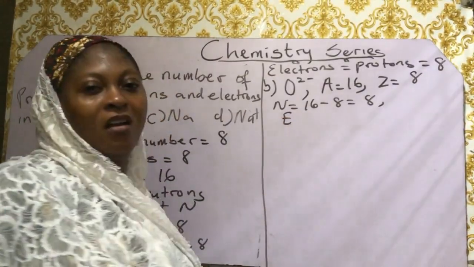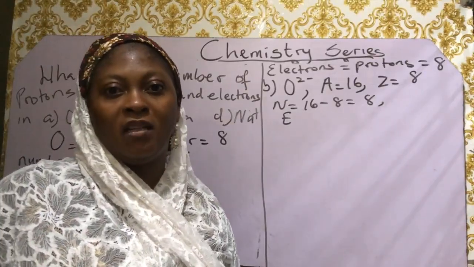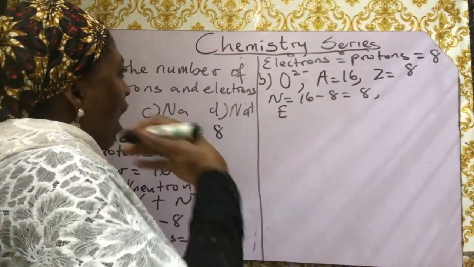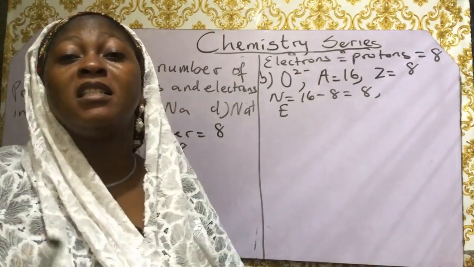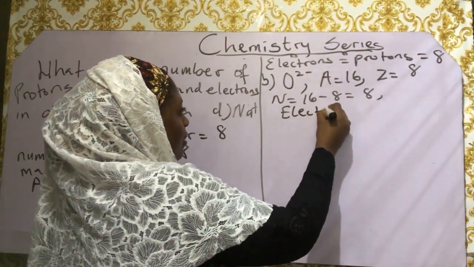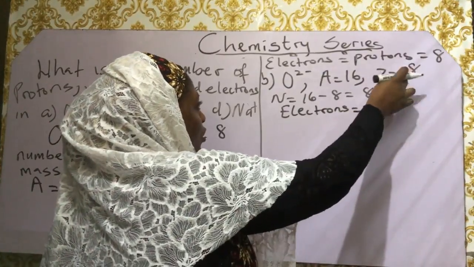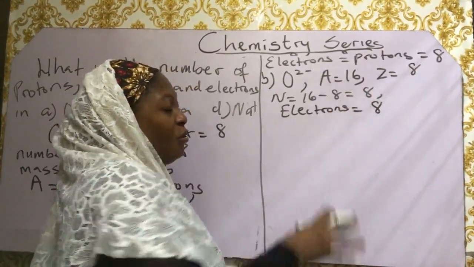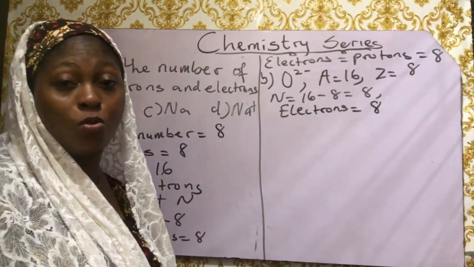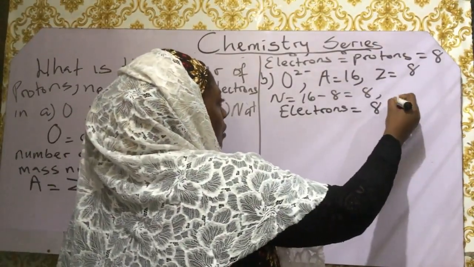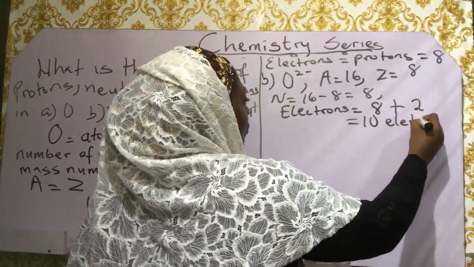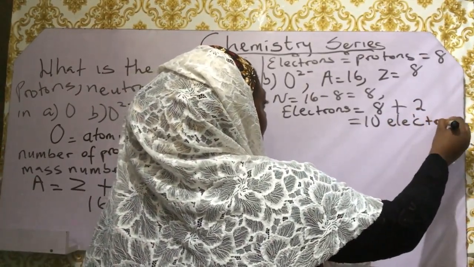Now, in an atom that is non-neutral, that is in a charged atom, the number of protons is not equal to the number of electrons. Here we have O2 minus, which means there is a gain of 2 electrons. So what happens? Electrons will be equal to the number of protons originally, which is 8, because the number of protons is equal to the number of electrons in a neutral atom. Originally, before it gained 2 electrons, it is 8. Now plus the 2 electrons it gained, that is 10. So in O2 minus, the number of electrons is 10.